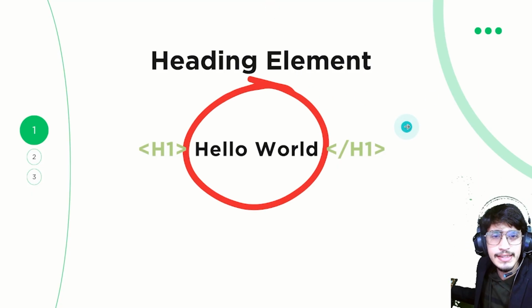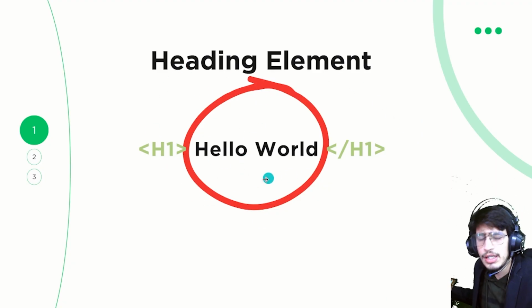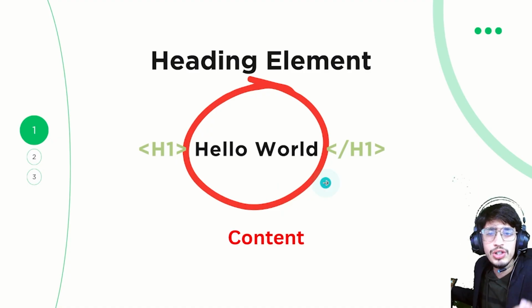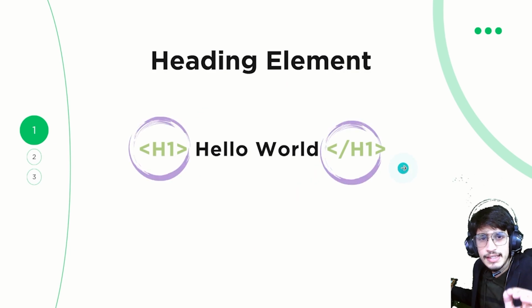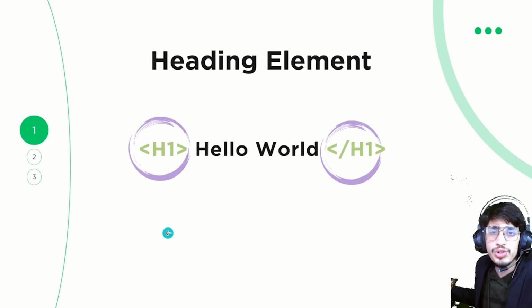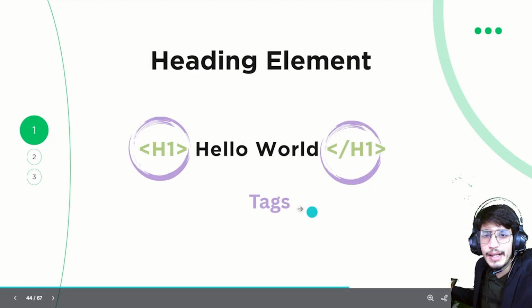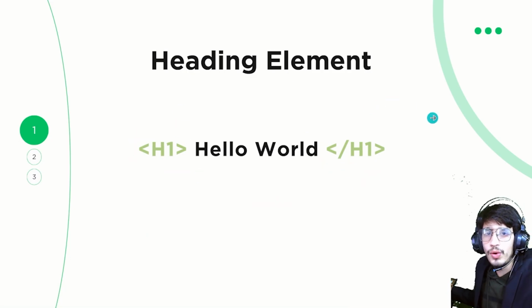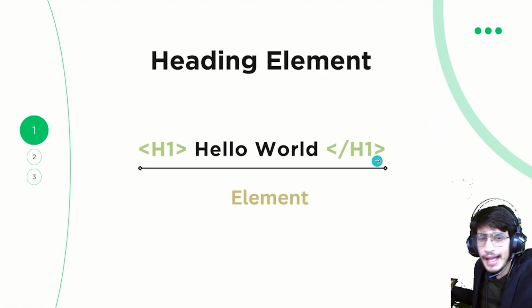Okay. In heading tags, there are two components. One is this hello world or anything which you write here. This is called content. And these are the tags. One is the opening and one is the closing tag. Opening tag is added at the start and the closing tag at the end, and in the closing tag we have a slash. So we call them tags. Now when we combine both tags and content, then it forms a heading element.